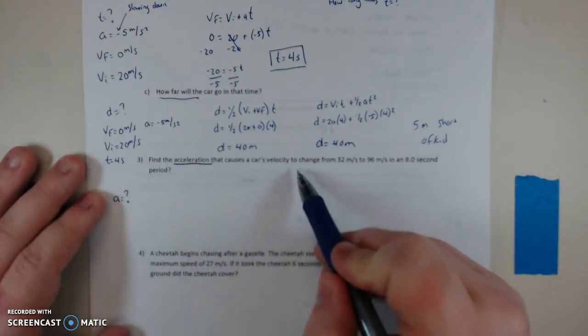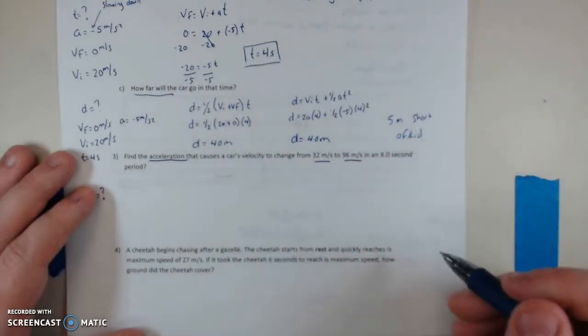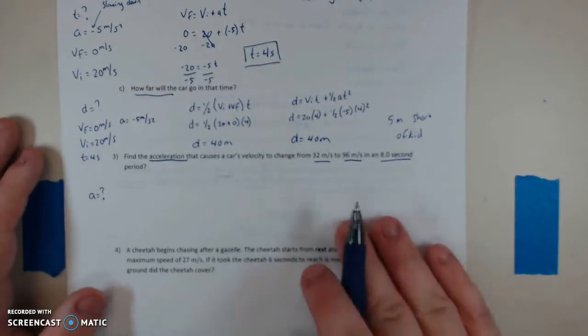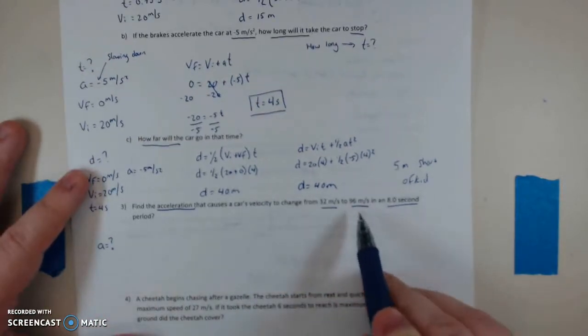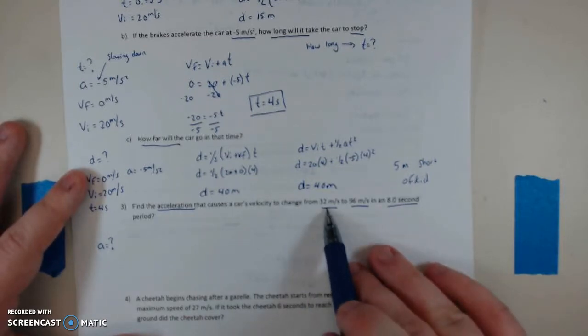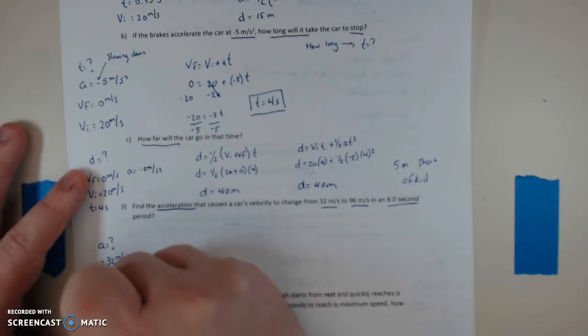It asks what causes a car's velocity to change from 32 meters per second to 96 meters per second in an 8-second period. So they really have all these knowns front-loaded right in this area over here. Looking at our first number, 32 meters per second, we know that meters per second must be a velocity.